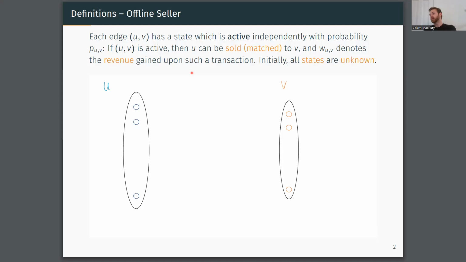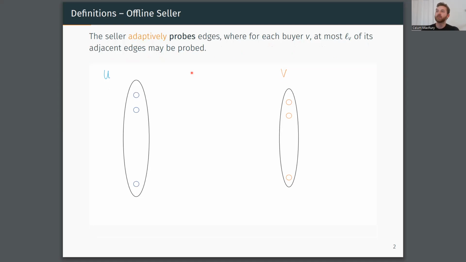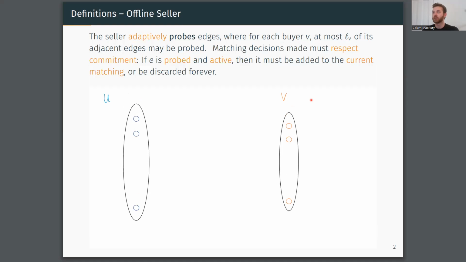Okay, so initially, all the states are unknown to the seller. And the seller adaptively probes edges where for each buyer V, at most L_V adjacent edges can be probed. Finally, the matching decisions have to respect commitment. So what does it mean? It means that if the seller probes an edge and it learns that it's active, then it has to be added to the current matching or discarded forever.